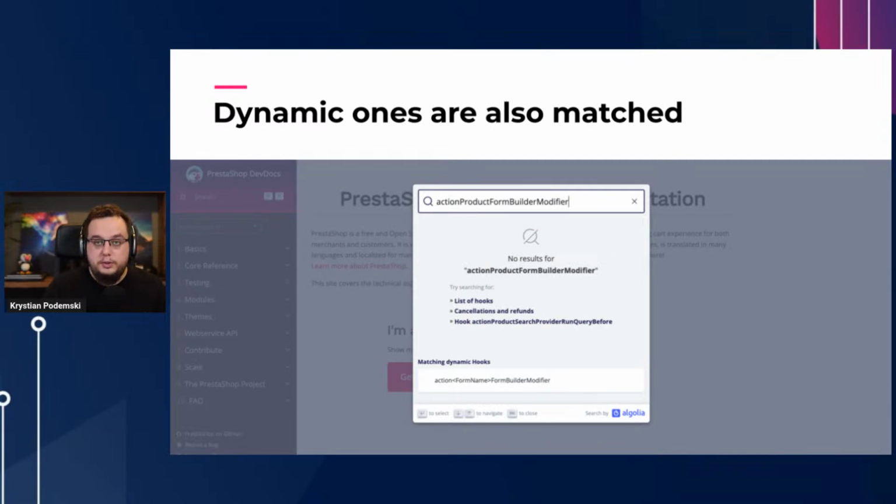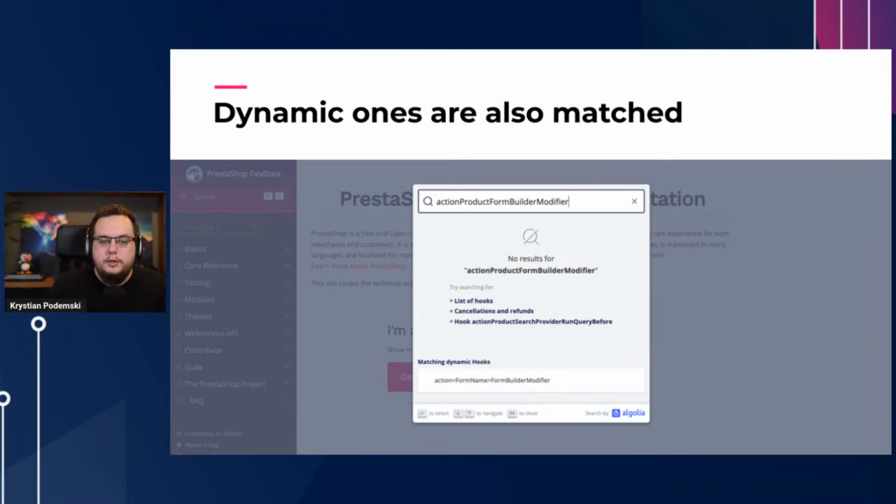And last but not least, when it comes to the search, it's a great addition by our technical writer, Thomas. He created a script which allows you to search for dynamic hooks as well. Dynamic hooks are those where you don't have a full name of the hook in the documentation, because one part of the hook is dynamic. For example, action, name of the object model, update, and so on.